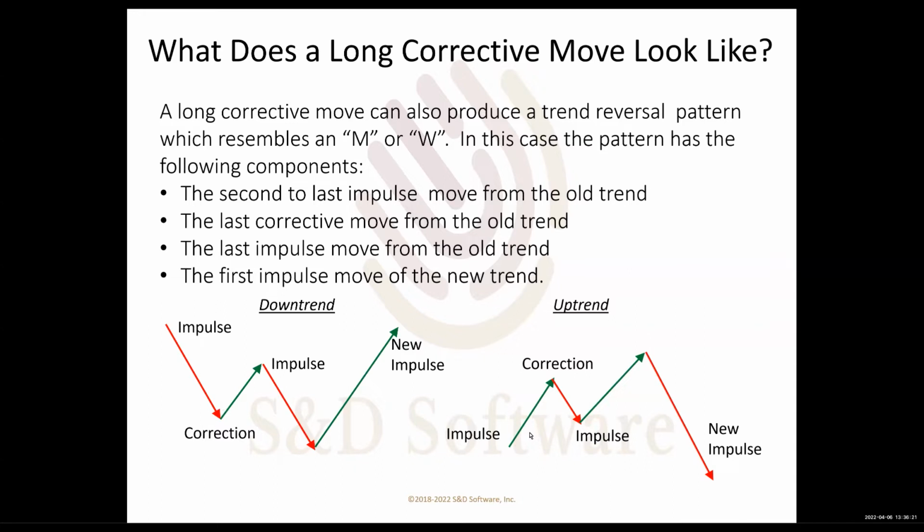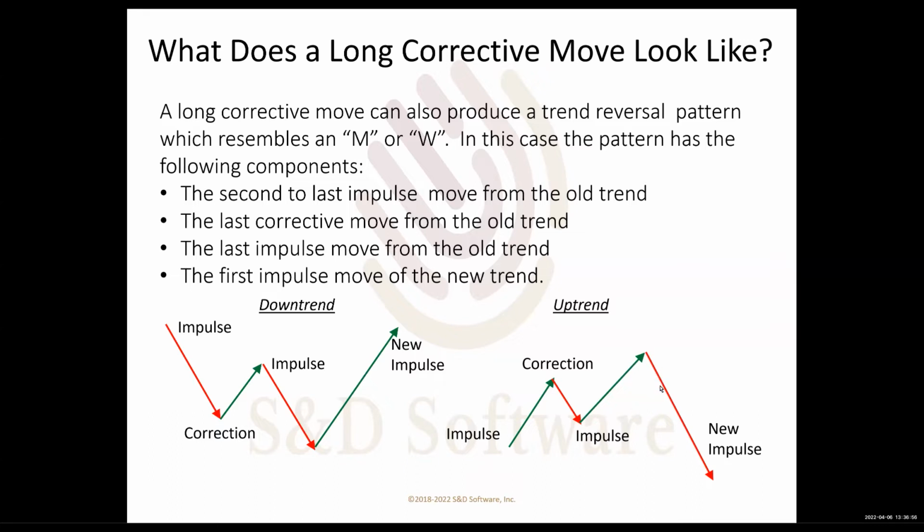Now in the case of an uptrend, again, we have the last two impulse moves of the old uptrend, along with the last correction of the old uptrend. So what we should have gotten was a new correction. That new correction should have given us a higher low. So it should not have gone below the start of the last impulse. The start of the last impulse was at the last low.